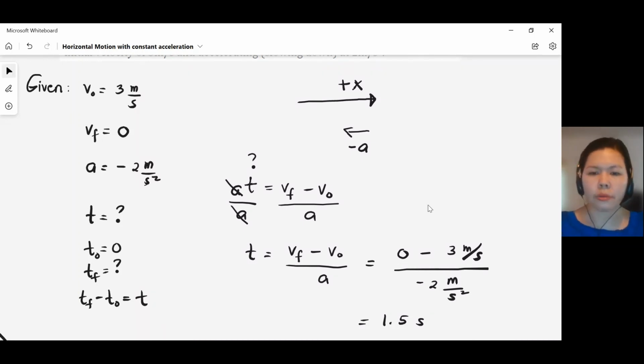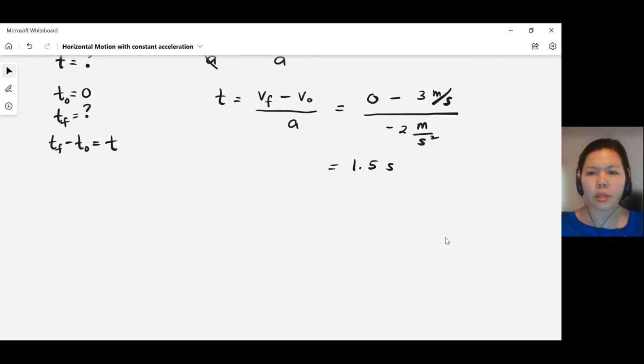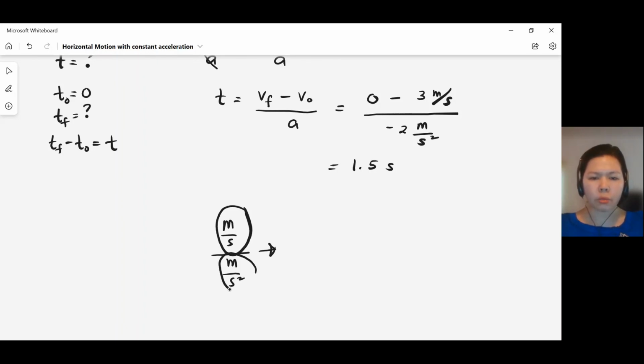Again, we clarify why that is seconds. Let us do again the division of fractions. Meter per second divided by meter per second squared. Numerator meter per second, denominator meter per second squared. Numerator meter per second times the reciprocal of the denominator, which is second squared over meter. Meter over meter cancels, and second squared over second, you are left with 1 second in the numerator. So 1.5, that's the 1.5 seconds.